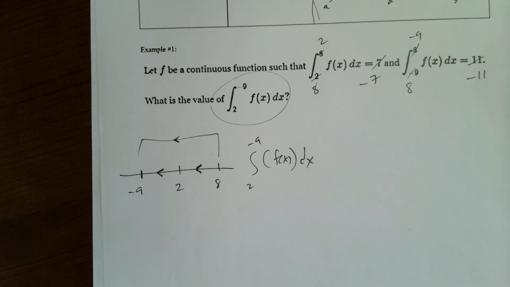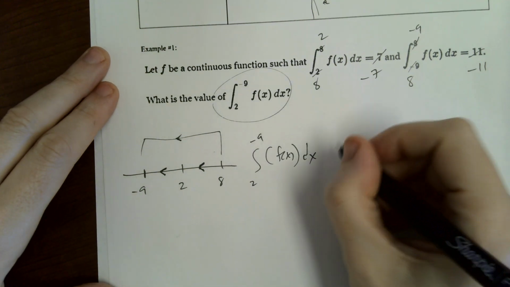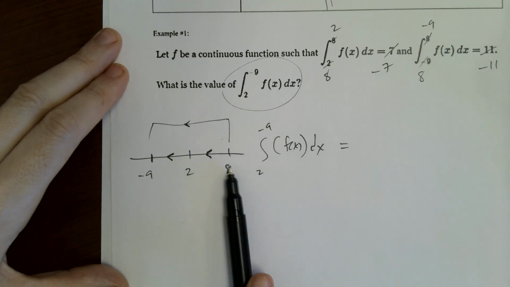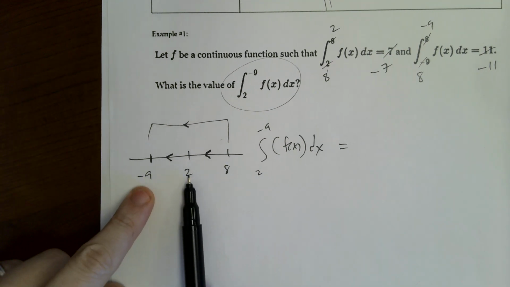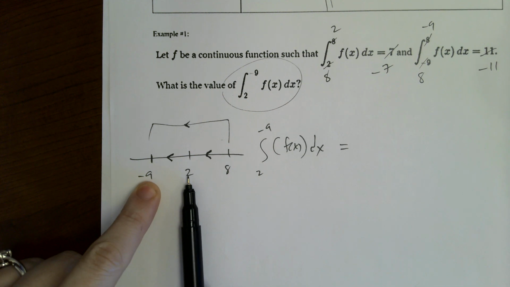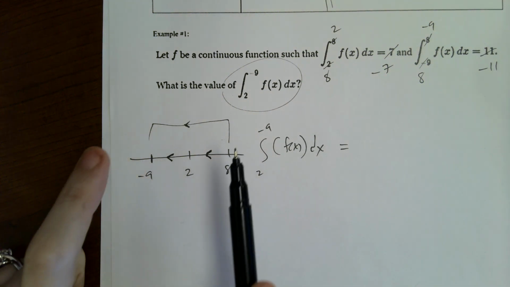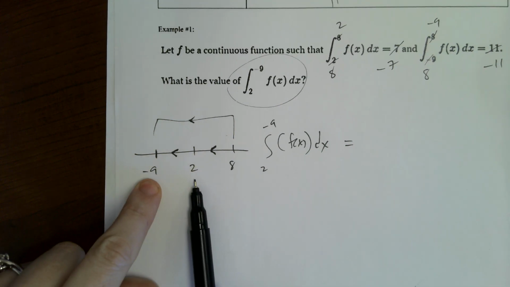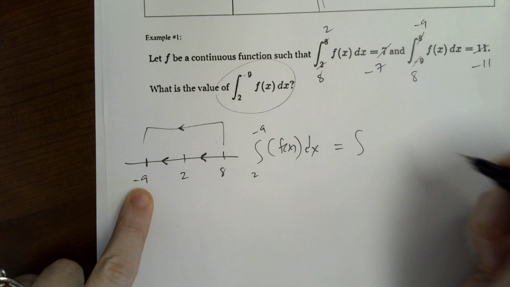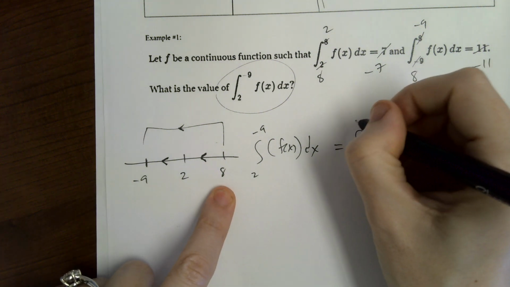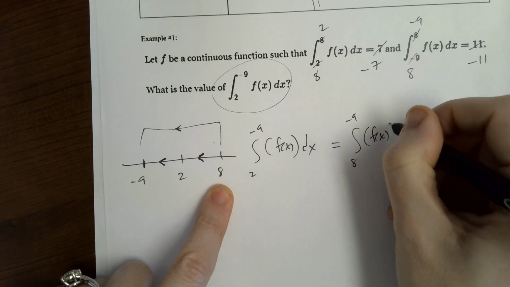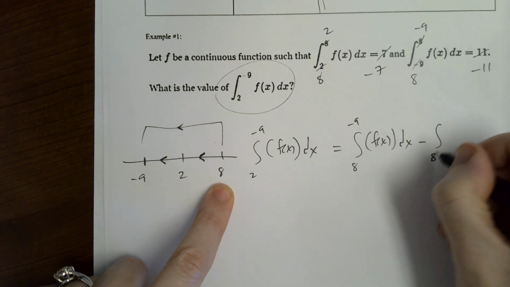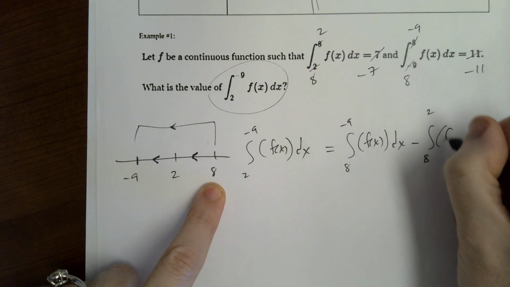And then you're going to write an integral equation with this. So what is this equal to compared to the other integrals we have? This integral from 2 to -9 is one of the pieces, one of the subintervals. So we could take the whole interval and subtract from it this one, and we're going to end up with what we want. So this is equal to the integral from 8 to -9 minus the integral from 8 to 2.